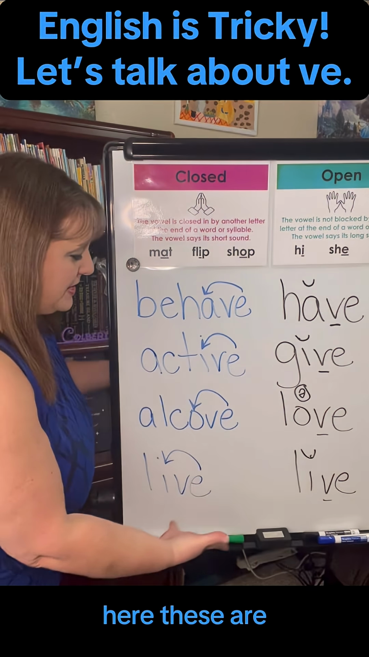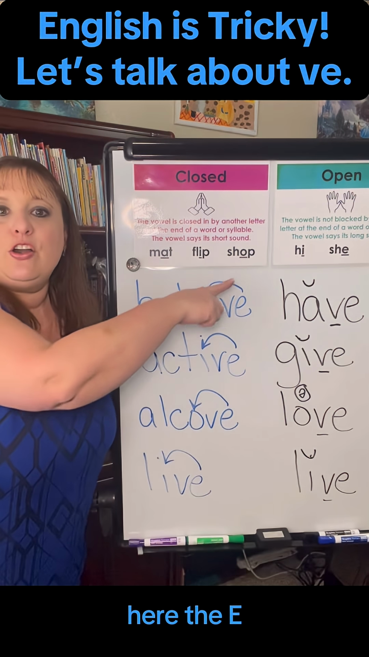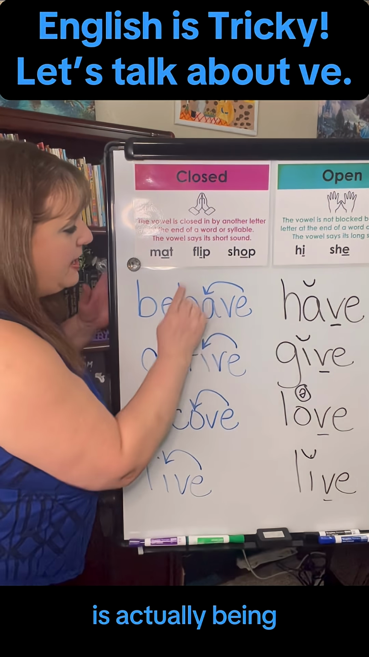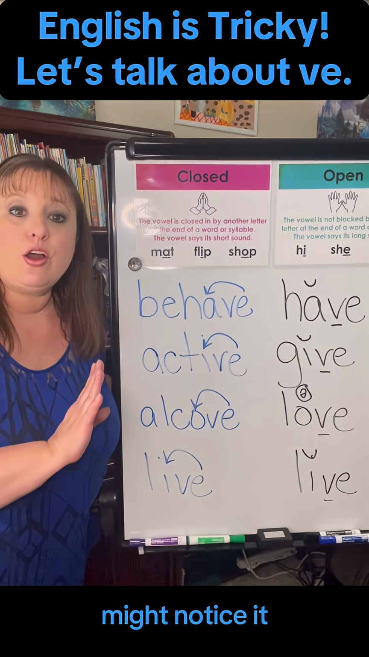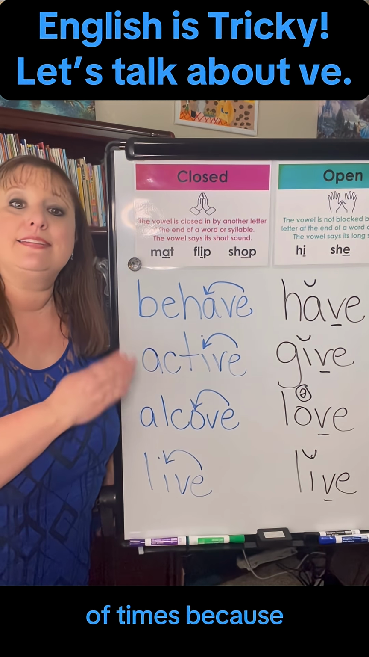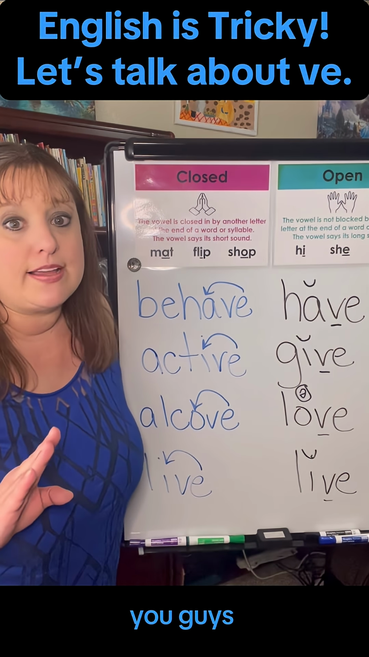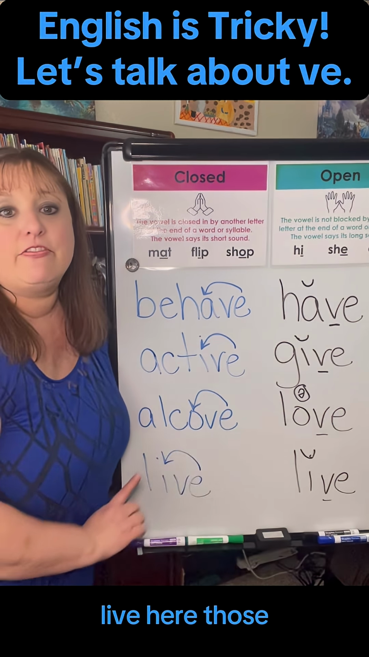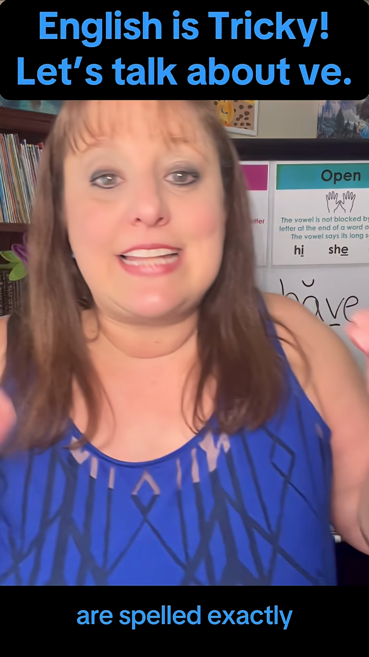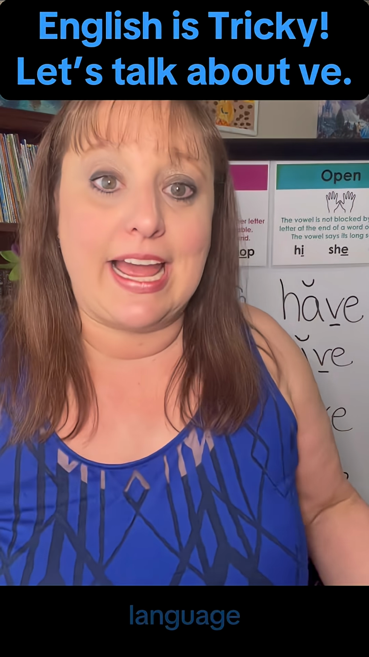But what happens here? These are not the same. Here, the E is actually being a magic E. And you might notice, it is a lot of times because it's a multisyllabic word. This is just not a hard and fast rule, you guys. Like live and live here, those are spelled exactly the same because we have homophones in our language.